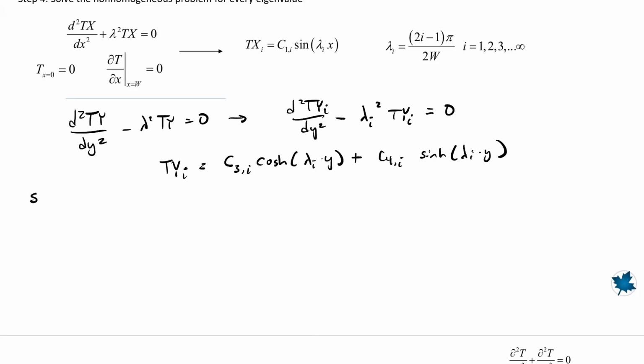Let's see. Step 5 is we're going to determine the temperature solution for each eigenvalue.